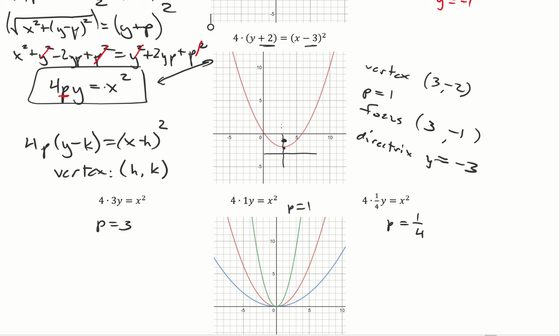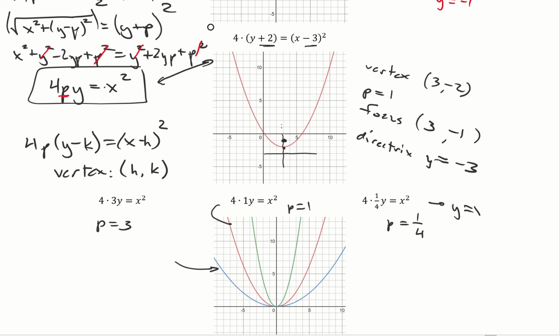If you elongate the p value, the distance from the focus, you're going to get a widened parabola. The middle one is the one we've been playing with, the red one. If you move the focus away from the vertex, the parabola widens out. And if you move the focus closer and closer this way, it's going to become more narrow.